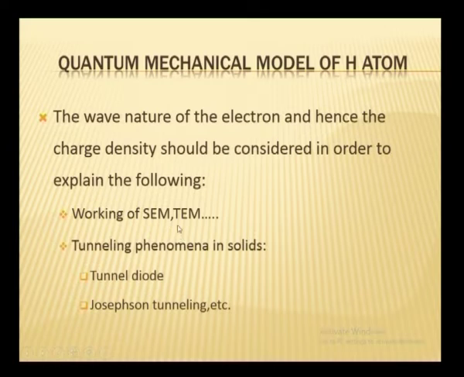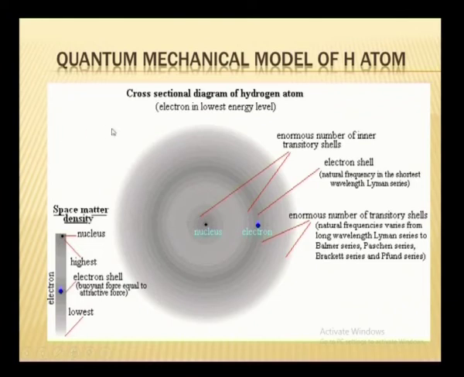You go to any laboratory, the nanoscience laboratories, you have an SEM, a scanning electron microscope, and a transmission electron microscope. Then you talk of the tunnel diode, then Josephson tunneling. In very many solid state phenomena, electrons start tunneling. The tunneling phenomena that you come across in solids, and similarly the working of electron microscopes, cannot be explained if you assume the electron is a particle. You should necessarily feel that the electron is replaced by the equivalent charge cloud.